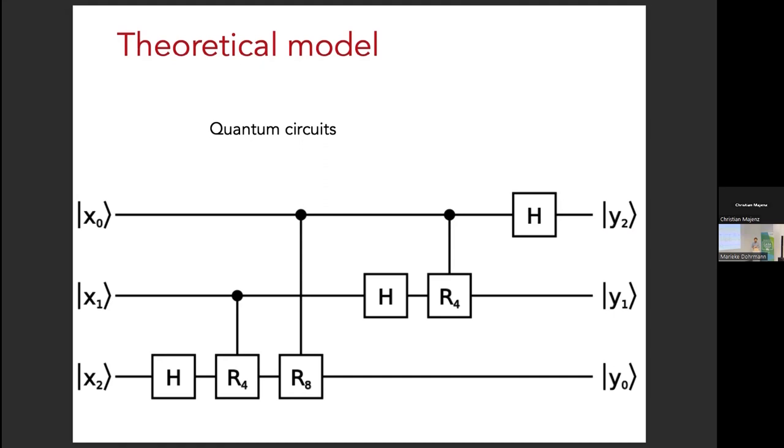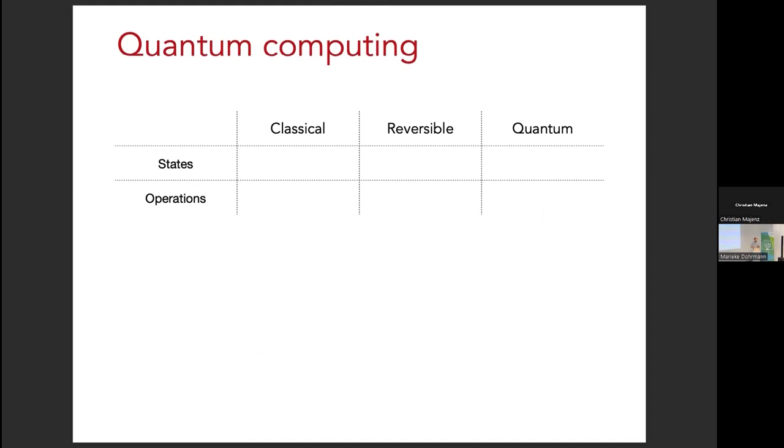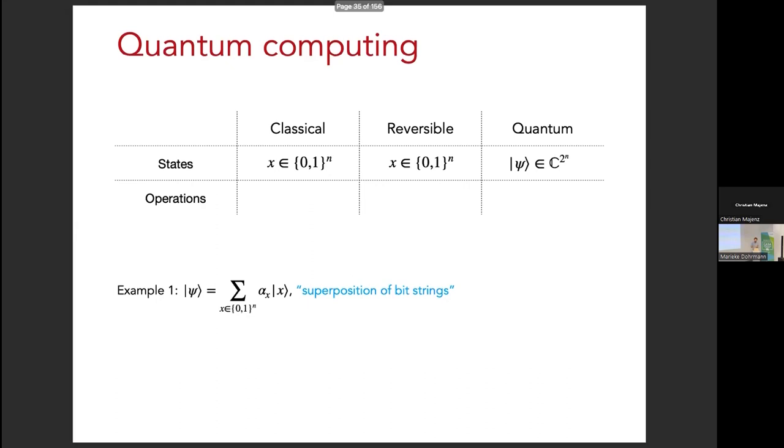Okay, so now a little bit more theoretical detail of what the difference between classical and quantum computing is. So classical computing has as internal states, in general, bit strings. It can be represented as a bit string, and the same holds for reversible classical computation. In quantum computation, the internal state of a quantum computer is described by a vector in a high-dimensional complex vector space. I first wanted to give one example of a quantum state. So this is a quantum state on this space, and it's a superposition of different bit strings.